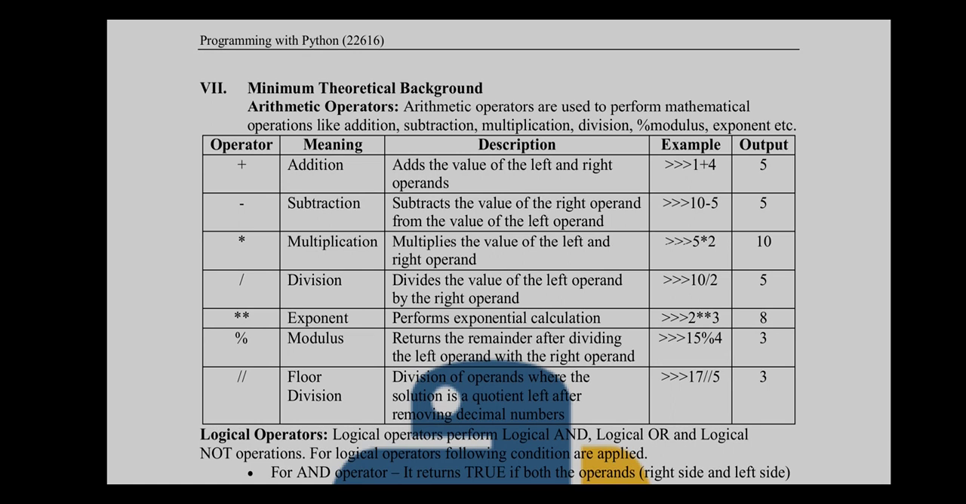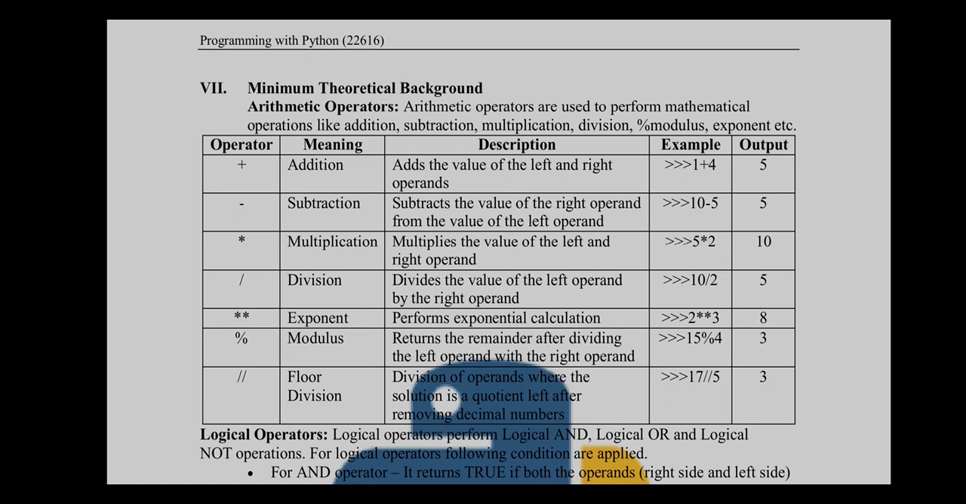Use the plus operator to perform the addition operation. See the example: here we use numbers, two operands with the plus operator, and we get the result, that is 5. In the same way we use the minus symbol for subtraction. Then we use the asterisk for multiplication, which multiplies the two operands and shows you the result.